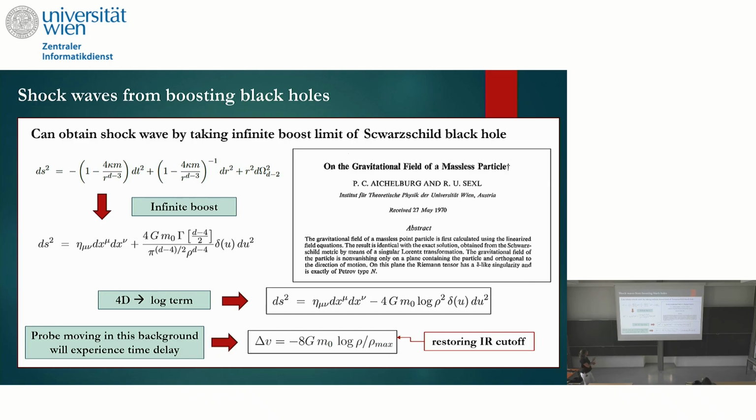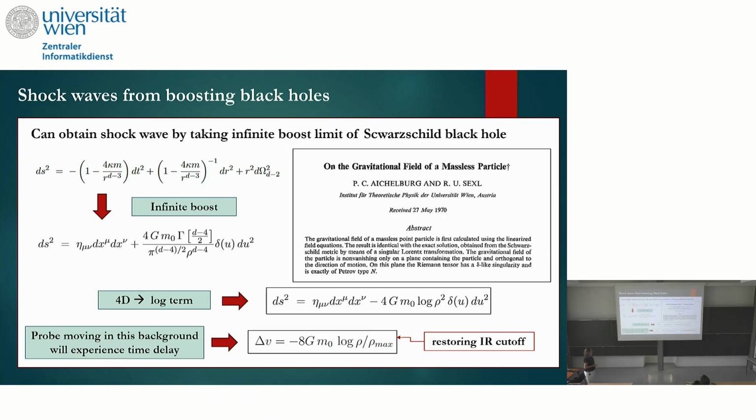In d dimensions, you start from Schwarzschild, you do this infinite boost, you get to some metric of this type, where this would be your shock wave profile. Again, this rho is the impact parameter, so how far you are in the transverse directions from the shock. M here is related to the mass of the black hole, and then of course you have G Newton.